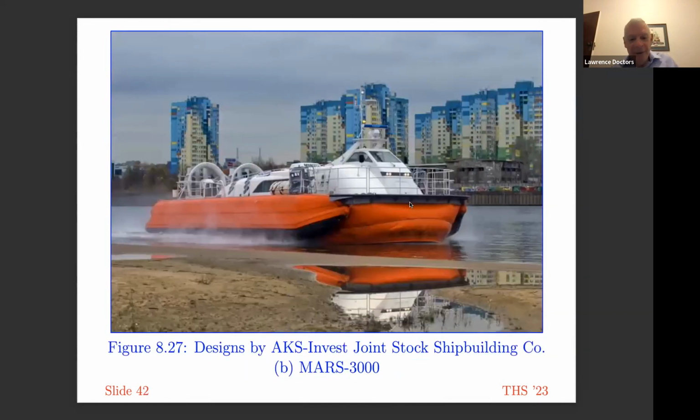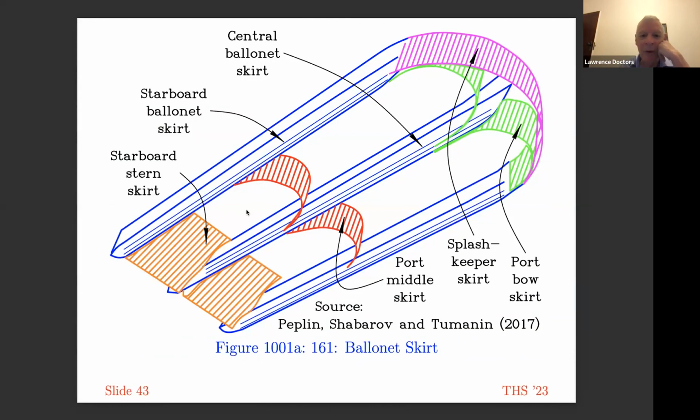A skirt which I find very fascinating is the one developed in Russia. When I first saw a picture of this vessel, the Mars 3000, I wasn't even sure it was a hovercraft. They've got an arrangement which they called a ballonet skirt. I don't know if I'm pronouncing that correctly. So running along the full length along the side where I'm moving the mouse, that's a tube-like structure, which you can see here. In fact, there are 3 of them, 3 tube-like structures, one on each side and one down the center, obviously to provide lateral stability by subdividing the cushion.